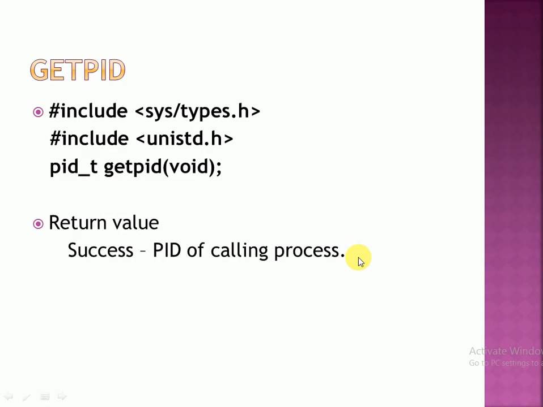The next one is getpid, the get process ID system call. This is the syntax for the get process ID system call. This returns the process ID of the calling process, and another one is getppid, get parent process ID. This returns the process ID of the parent process.